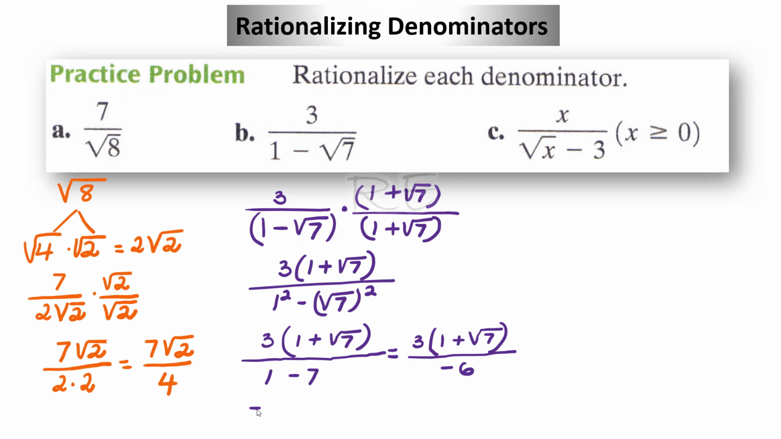Therefore, our answer will be 3 over -6, which is -1/2. So our answer will be 1 plus square root of 7 over -2, which simply means -1/2 times 1 plus square root of 7.